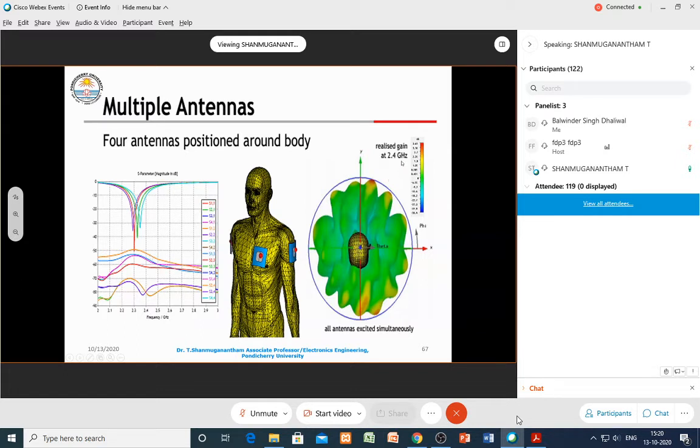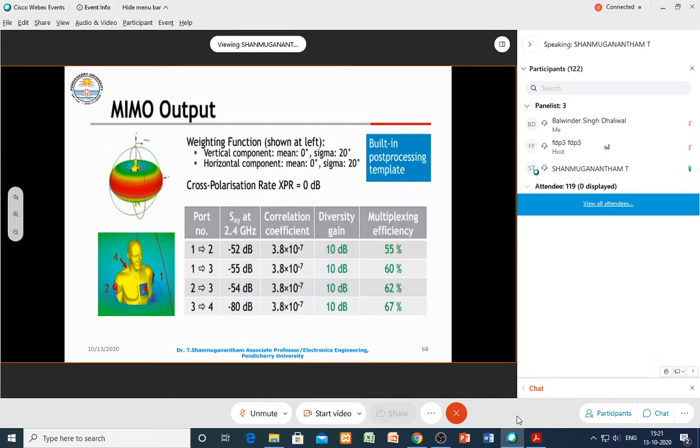For this case you can see the realized gain at 2.4 GHz is around 2.4 dBi. Because with this human body, with all these bone tissues, muscles and skin, all this has high permittivity compared to this material. So automatically a signal integrity problem will be there, so signal reduction. Because of that, it is very difficult to get very high gain. Normally the gain will be very low. Sometimes you may even get negative gain because of the high permittivity of the human parameters.